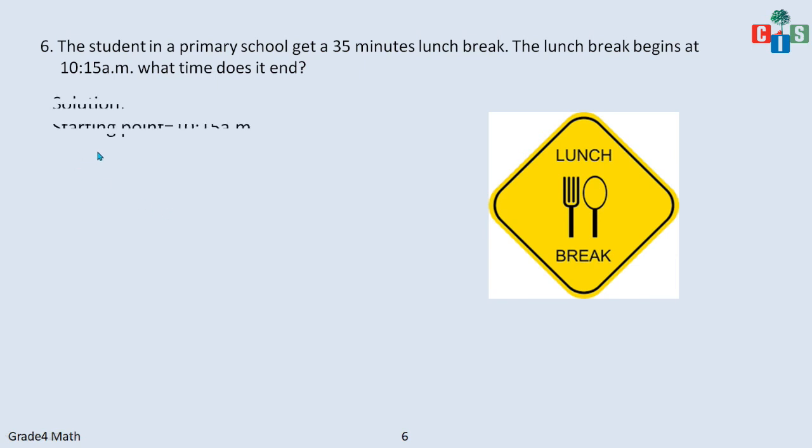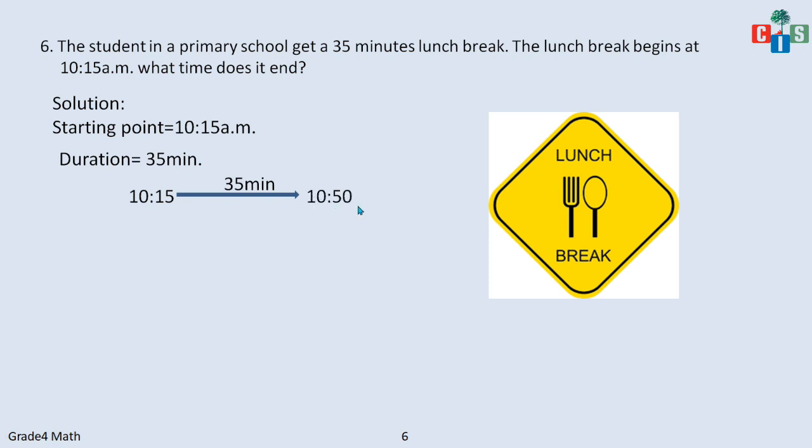Fine. So starting with the solution, the starting point we have 10:15 a.m. Whatever we have, we are going to write it down. Fine. And the duration is 35 minutes. So the starting point is 10:15 and we will move 35 minutes further in the clock and it will be equal to 10:50, because 10:15 plus 35 minutes will give me 10:50. Fine. And what is that 10:50? It is a.m. in the morning. Yes, so the finishing time will be 10:50 a.m.